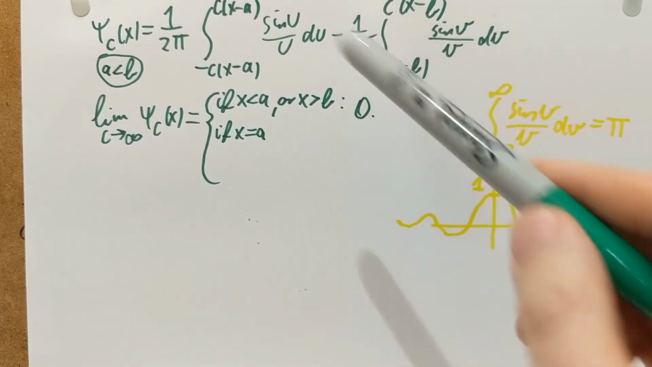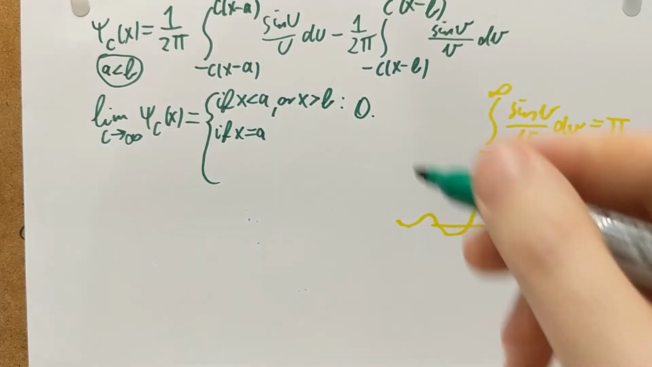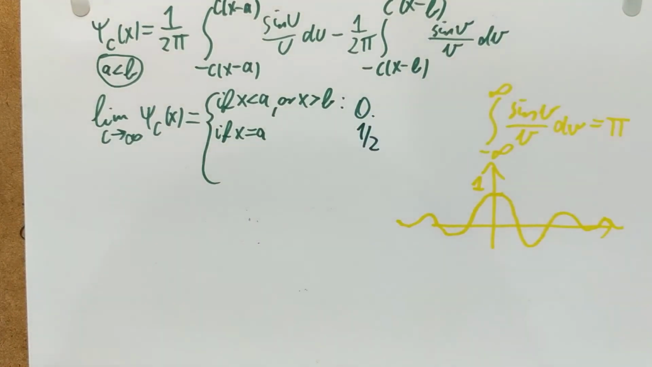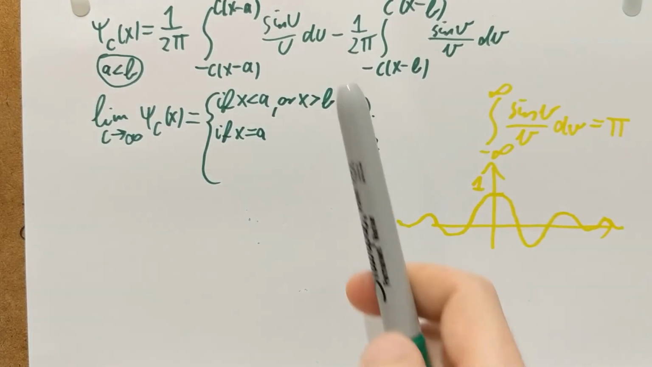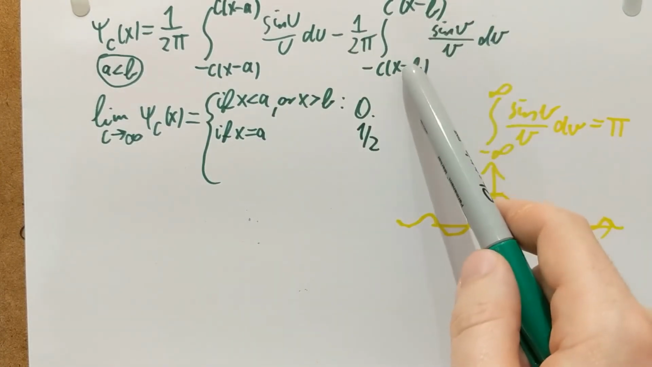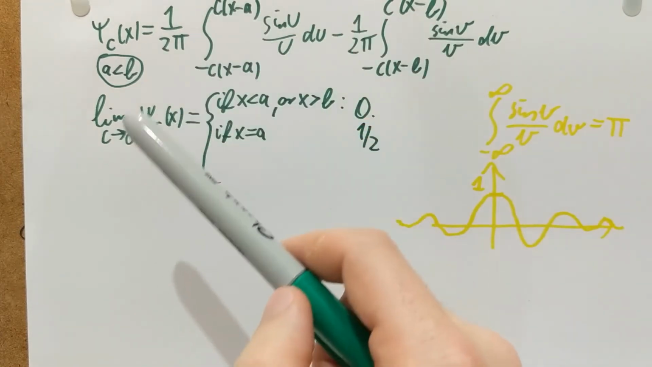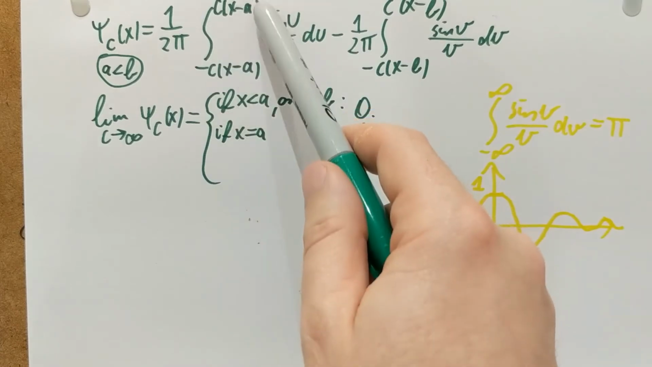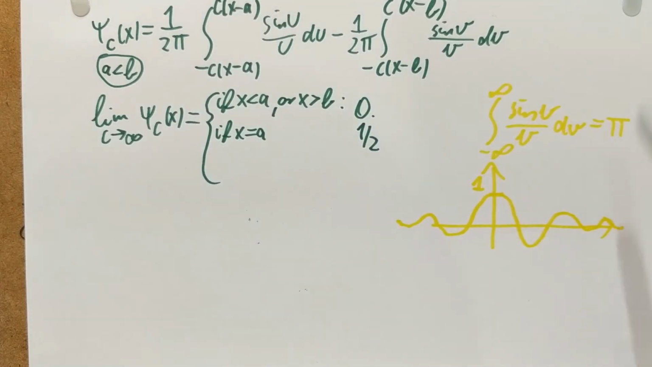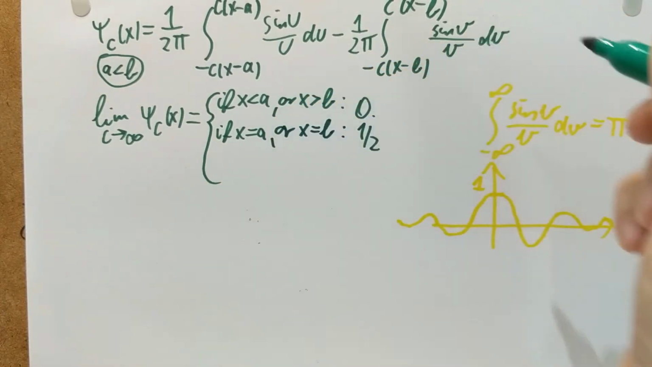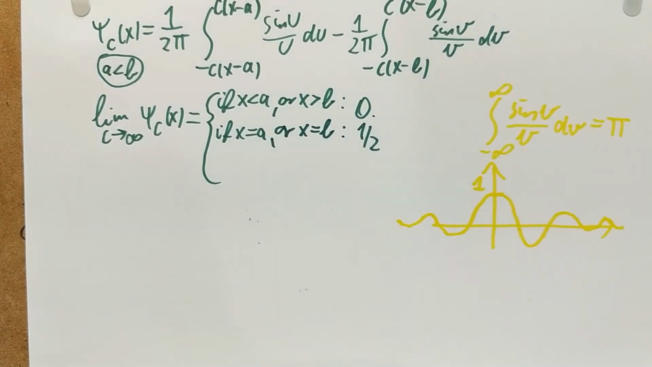I'm dividing that by 2 pi, so in that case I have just a 1/2. Okay, so if x is a, I have a 1/2. If x is b, what happens when x is b? Then this integral has no contribution. b minus a is positive, so I go from minus infinity to plus infinity. The total integral is pi, divided by 2. Again I have 1/2. So either x is a or x is b, I do get 1/2.